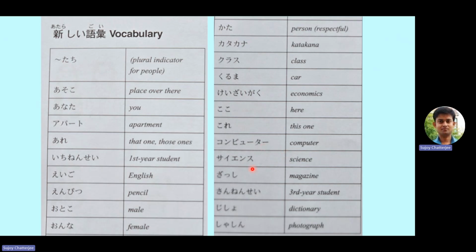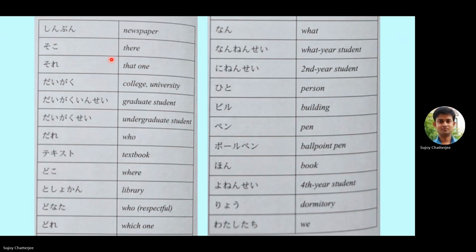Computer, computer. Science, science. Zasshi, magazine. Sannensei, third year student. Jisho, dictionary. Shashin, photograph. Shinbun, newspaper. Soko, there. Sore, that one. Daigaku, college or university. Daigakuinsei, graduate student. Daigakusei, undergraduate student. Dare, who. Tekisuto, textbook. Doko, where. Toshokan, library. Donata, who, respectful. Dore, which one. Nan, what.